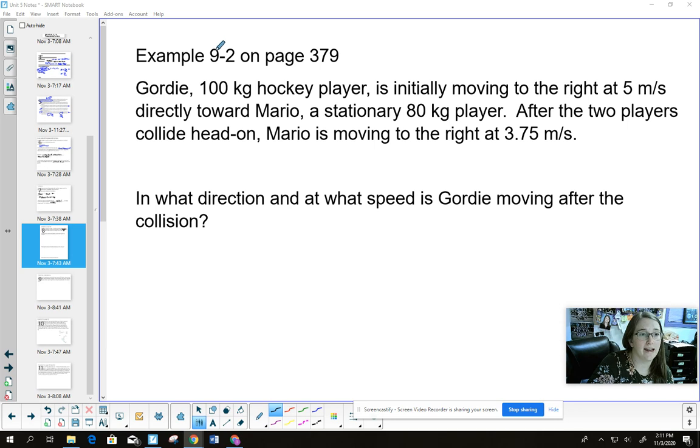So this example is on page 379, but we can just kind of look at it here as well. So Gordy, a 100-kilogram hockey player, is initially moving to the right at 5 meters per second. So here's Gordy going to the right at 5 meters per second.